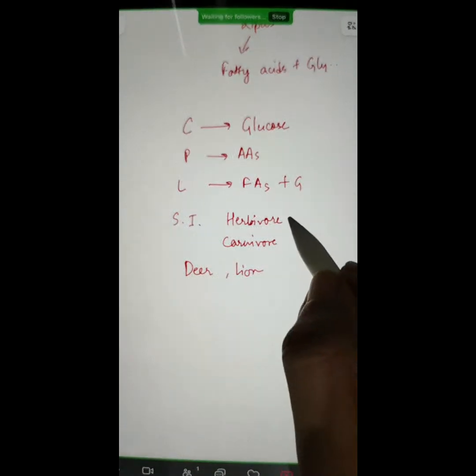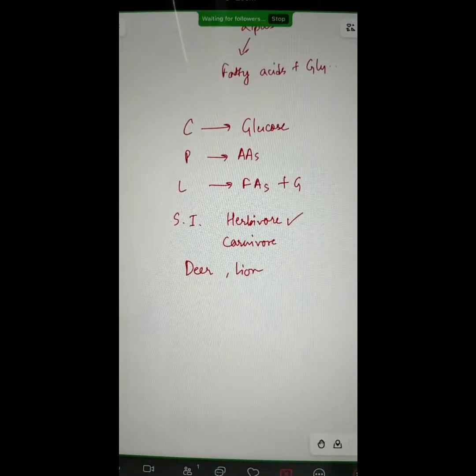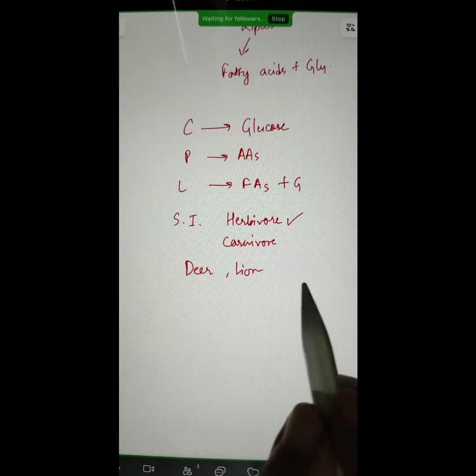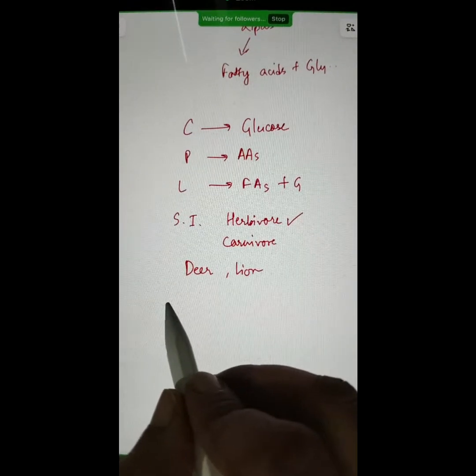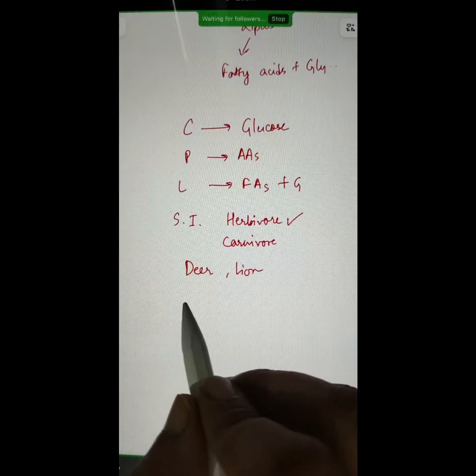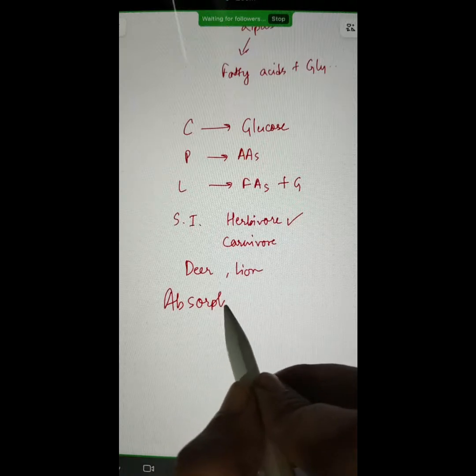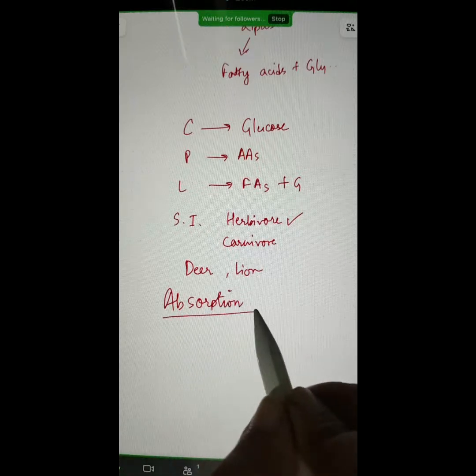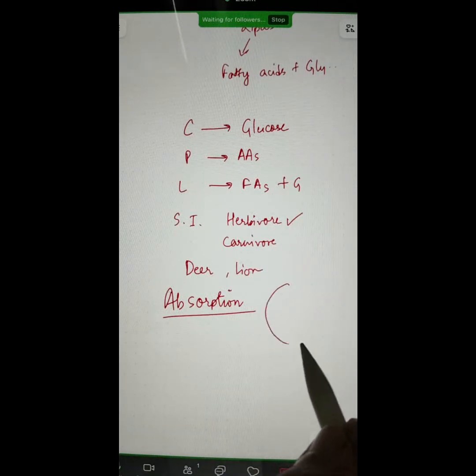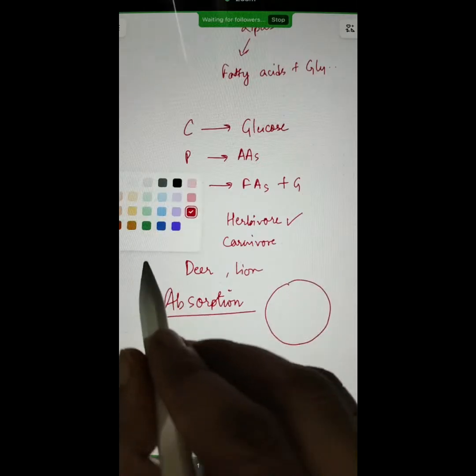Always remember, herbivores have a longer small intestine because cellulose digestion takes a longer time. But carnivores have a shorter small intestine. As the food passes from the small intestine further, another process also takes place, which is known as absorption. Let's understand absorption with the help of an example.